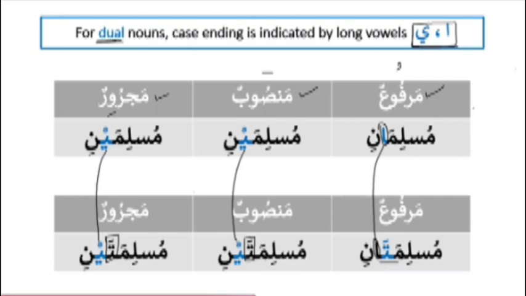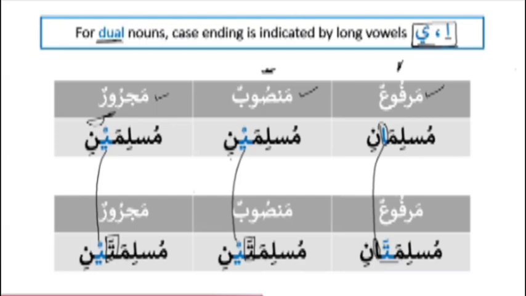Any questions? Where is fatha, dhamma, kasra? There is no fatha, dhamma or kasra, because in dual we do not have them. I was telling you that when we talk about singular, we have fatha, dhamma and kasra. But when we talk about the dual, there is no fatha, no dhamma, and no kasra. We have alif or we have ya. What do we have? Either we have alif or we have ya.